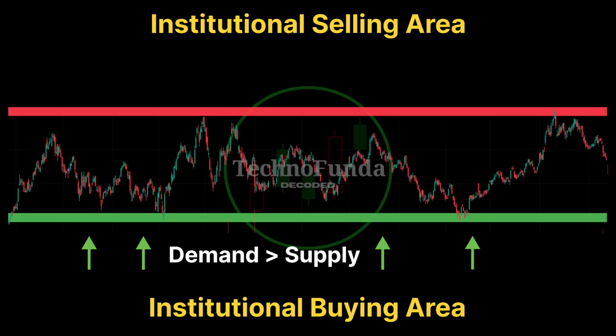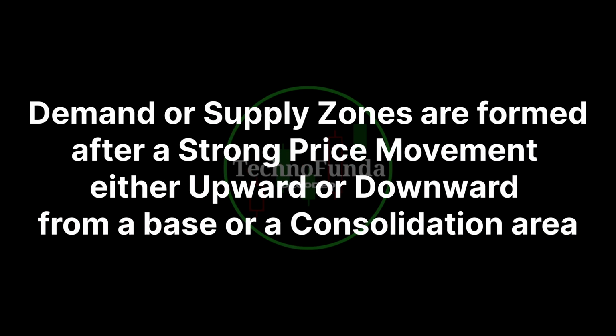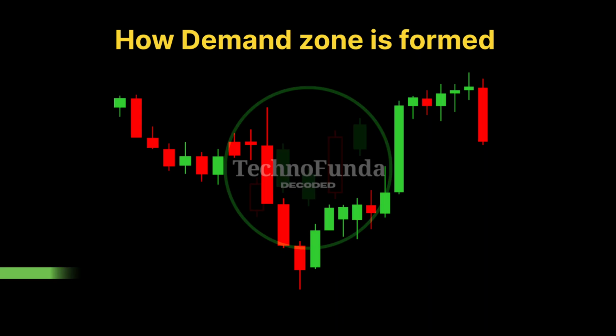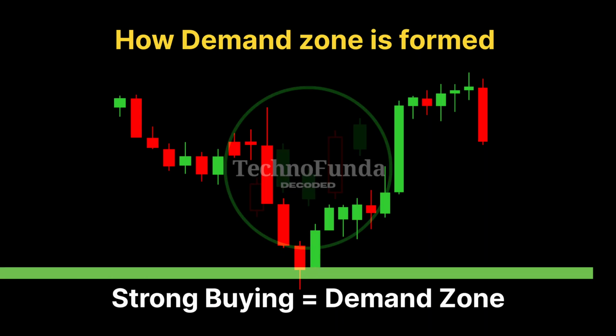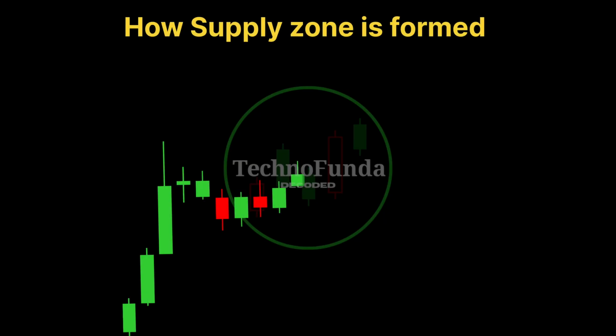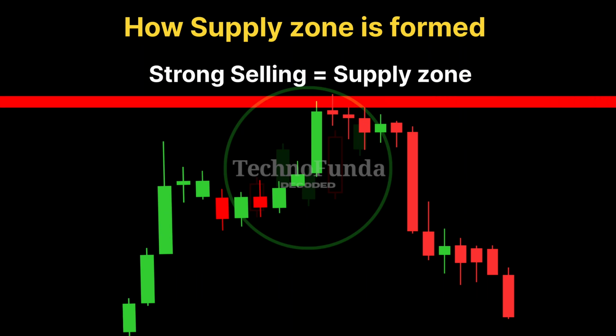Let's visualize formation of demand and supply zones with an example. Demand and supply zones are formed after a strong price movement, either upward or downward, from a base or consolidation area. A demand zone is formed when price drops into a level, stalls for a bit, and then sharply rallies. This sharp rally shows that buyers are willing to buy in large quantities at that level. A supply zone is formed when price rises into a level, stalls, and then drops sharply. This indicates aggressive selling from that area. The base or consolidation area before the move is where the actual demand or supply was created.